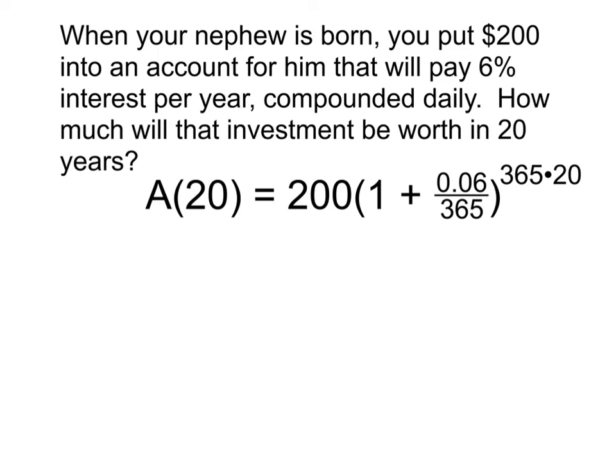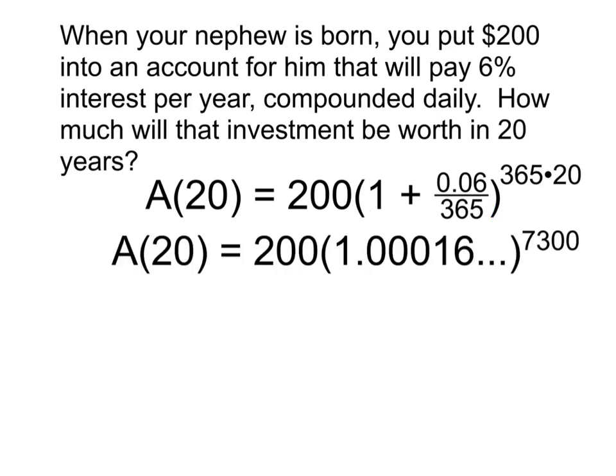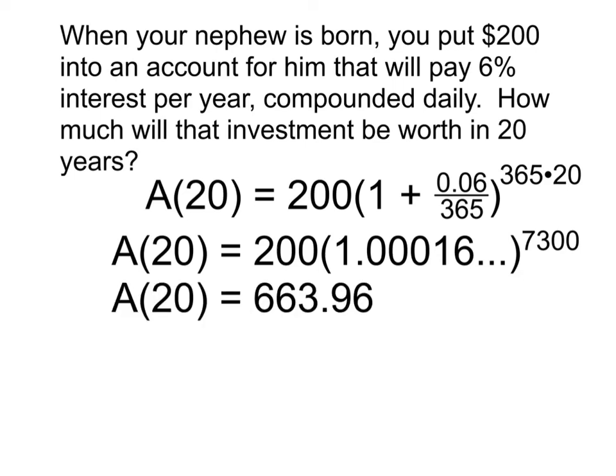From here, it's a matter of doing the calculations. So I want to simplify the part that's inside of the parentheses here. And when I do that, I get a big long decimal. Keep that decimal displayed on your calculator. Do not write it down and then round it. Otherwise, you'll end up with rounding error. Every little decimal makes a difference when doing something to this high of an exponent. And so if we actually do that calculation then, you should get $663.96.